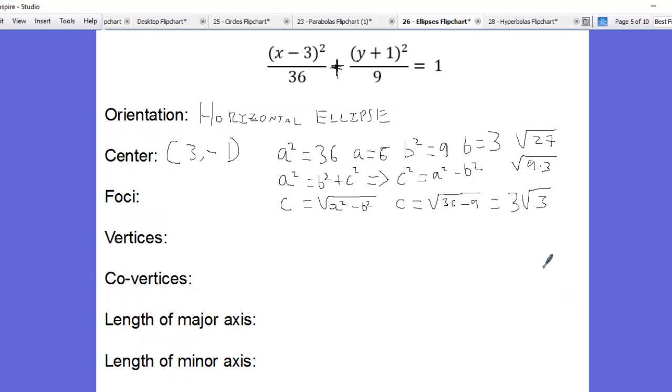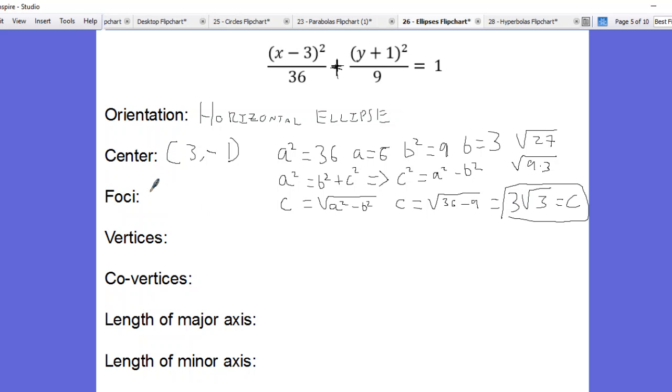Now, you have your foci, and you have c. Do the foci land on the major axis? And here the major axis is horizontal because it's a horizontal ellipse. So our foci are going to be, once we found c, because we found c is 3 root 3.